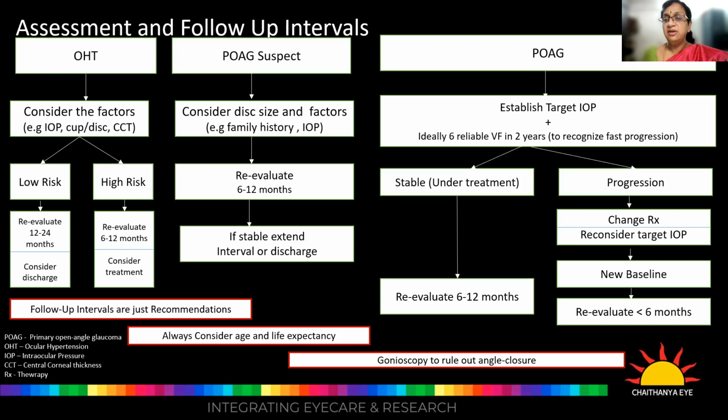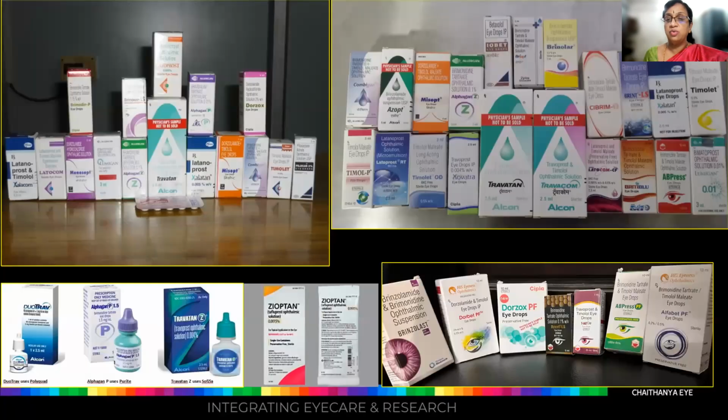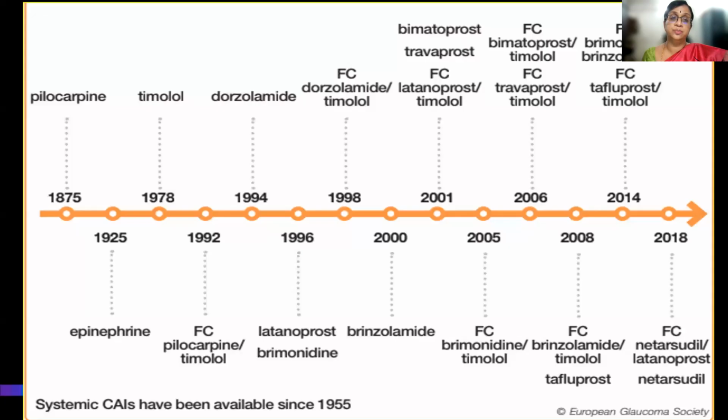But if progressing, you have to reconsider or revise the target IOP, get a new baseline, and then evaluate again every 6 months. Gonioscopy, whenever there's a change, whenever there's a progression, to rule out an angle closure element, is a must. Thanks to the wide array of anti-glaucoma medications that we have had over the past 50 years, medical management is the first line of management for most adult glaucomas now.